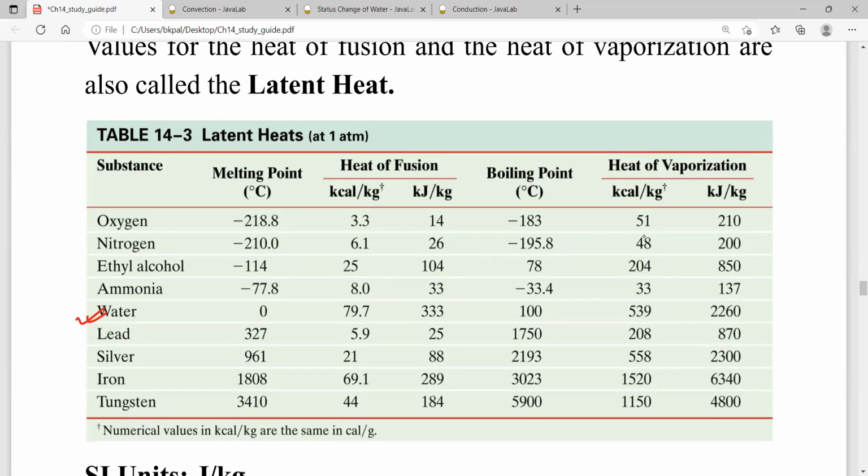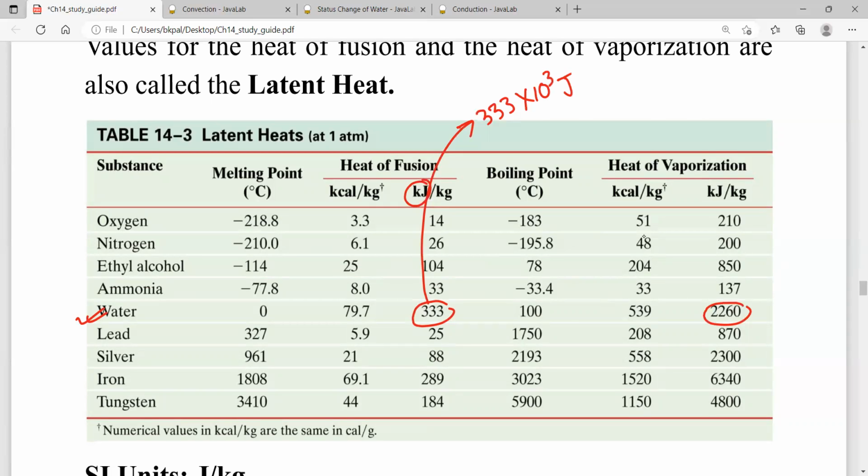Most of the numerical problems we are going to solve are with water. So for water, the latent heat of fusion is 333 kilojoule per kilogram, or for vaporization, 2260 kilojoule per kilogram. So here you see that this is in kilojoule. Kilojoule is not the standard international unit. So when you plug this value into the numerical problem, this will be the value you should enter.